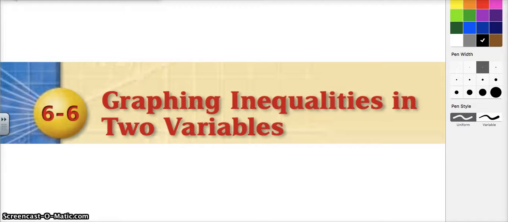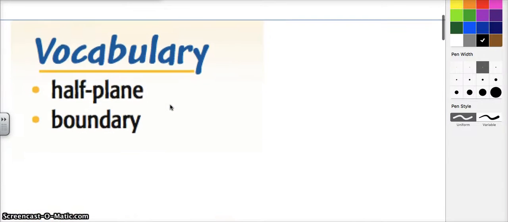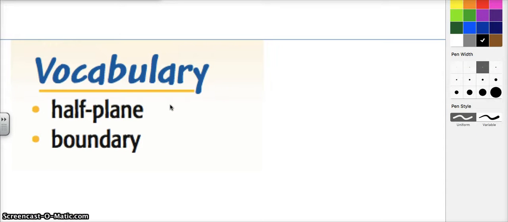Hey guys, here we are in chapter 6. We are looking at 6.6, which is the end of the chapter, and we're going to be graphing inequalities in two variables. So let's get our graphing hats on and let's talk a little bit about what this will look like.